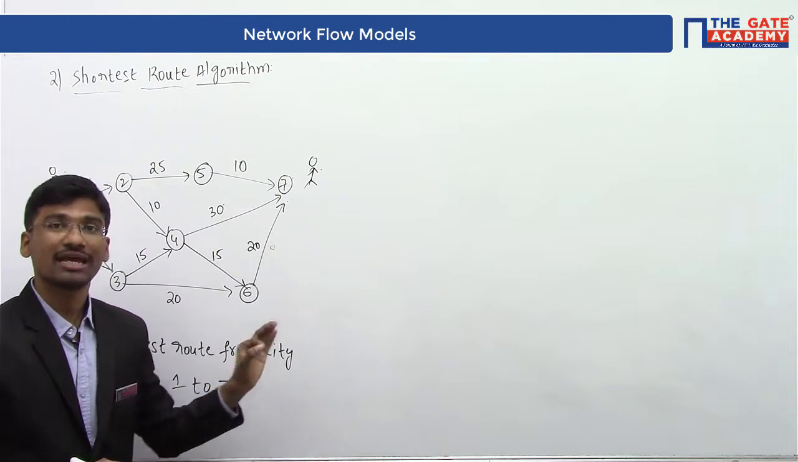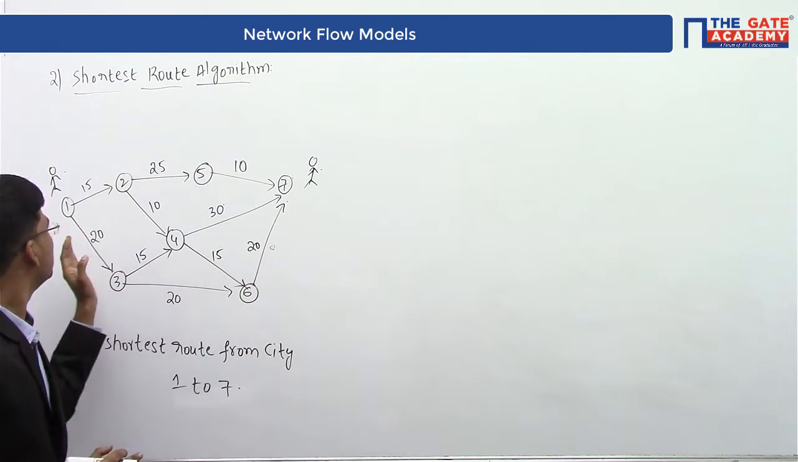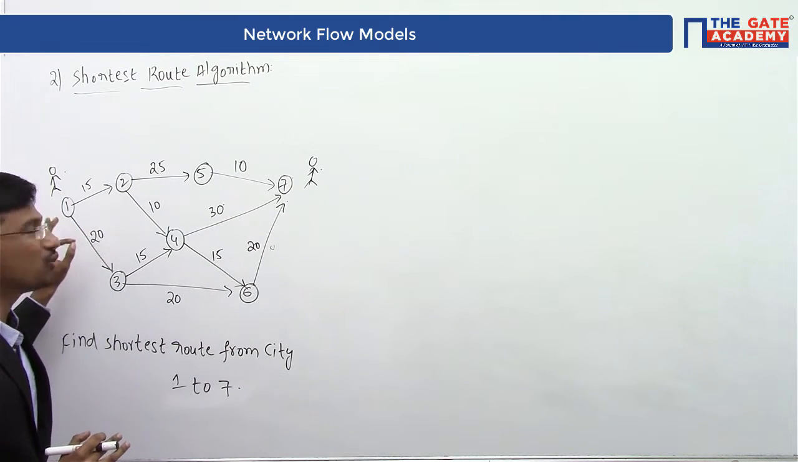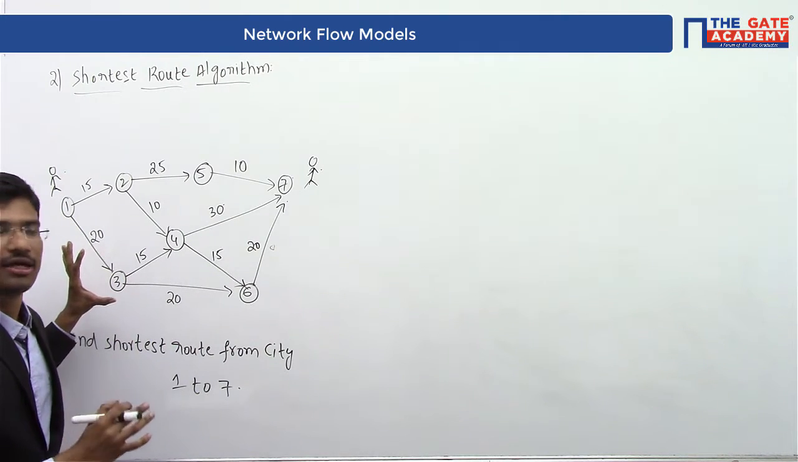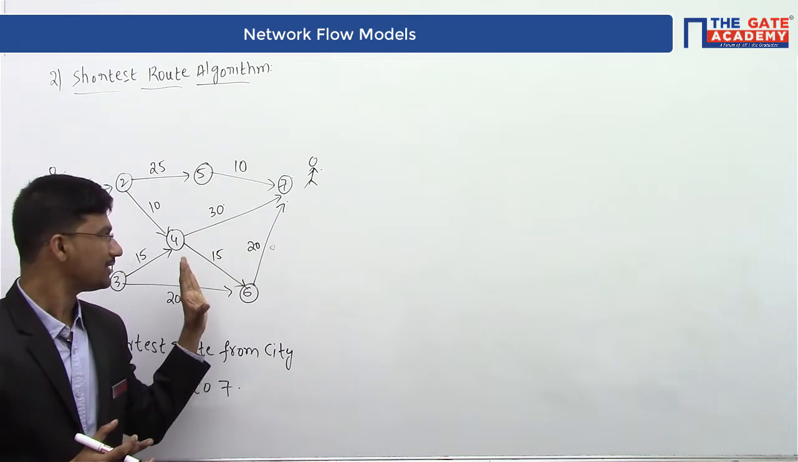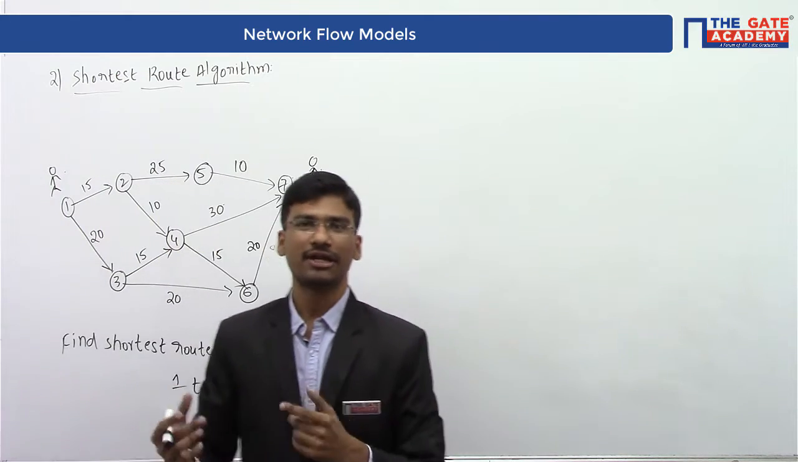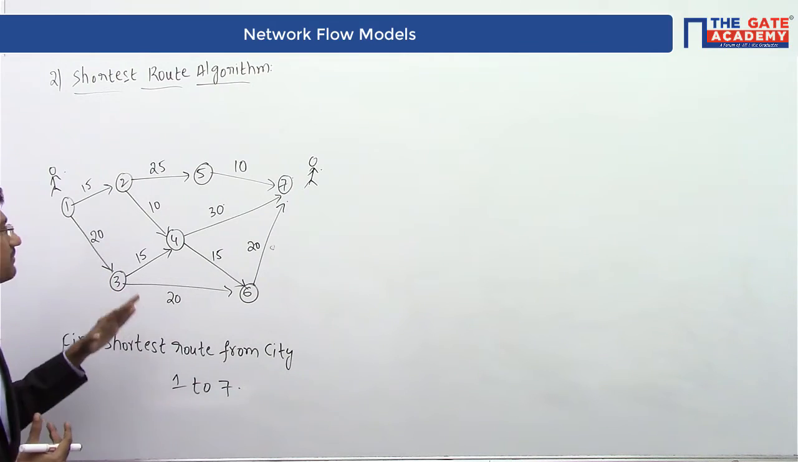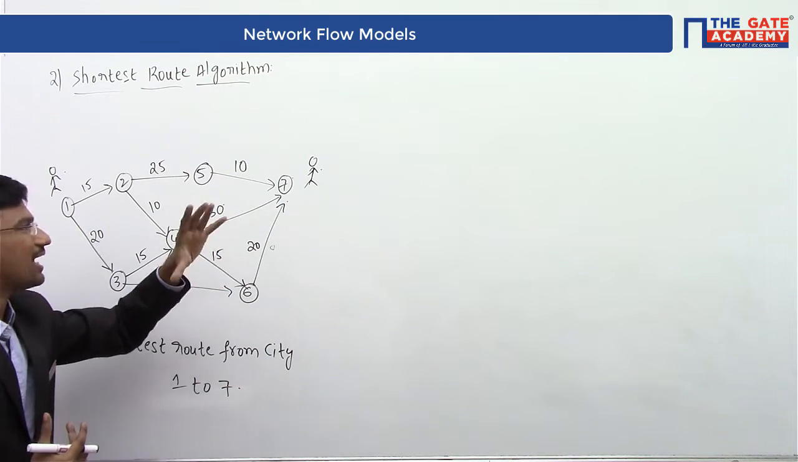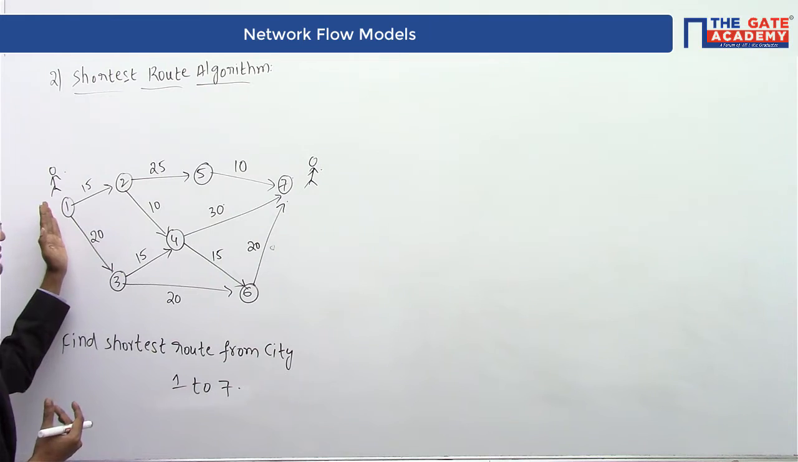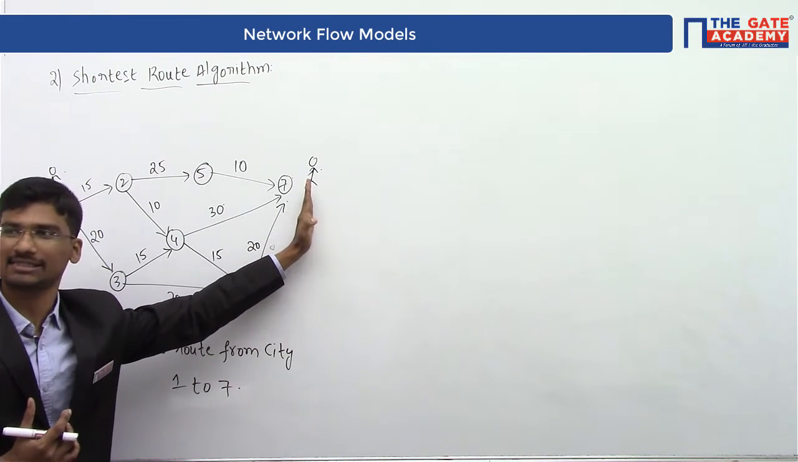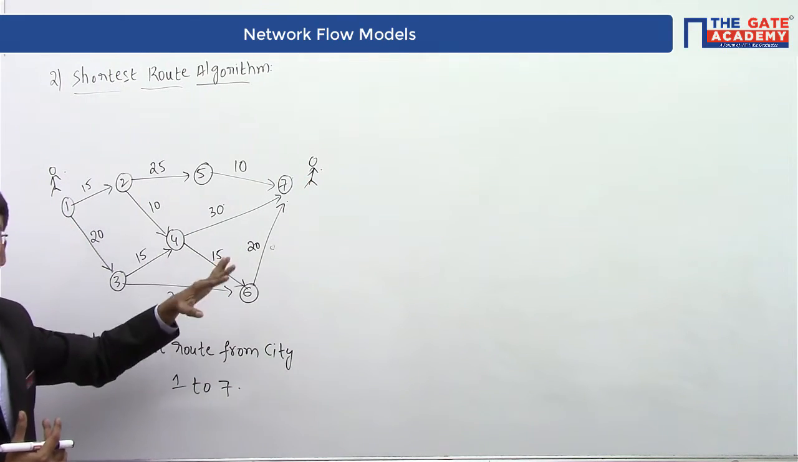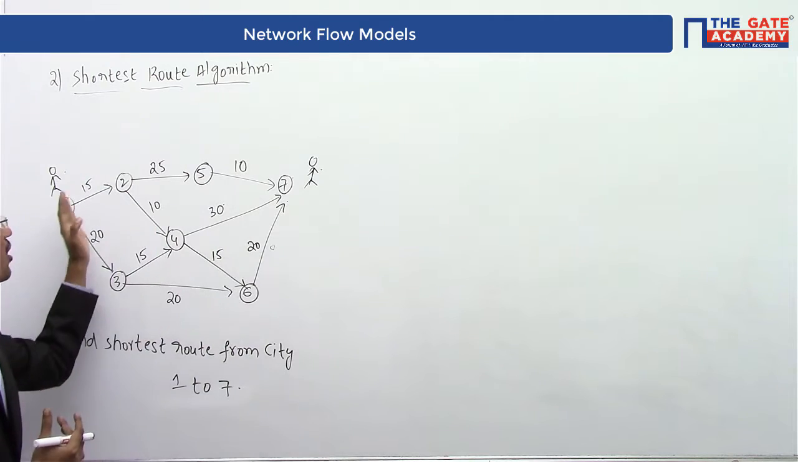Now the important thing is that this particular fellow who is standing at city 1 need not travel through all the other cities, right? Because there is no need. The aim of him is to travel from city 1 to city 7, so there is no need to touch all the cities.